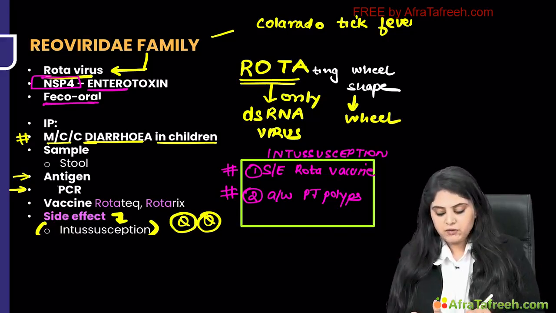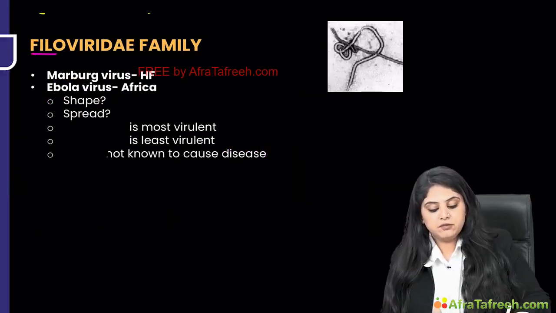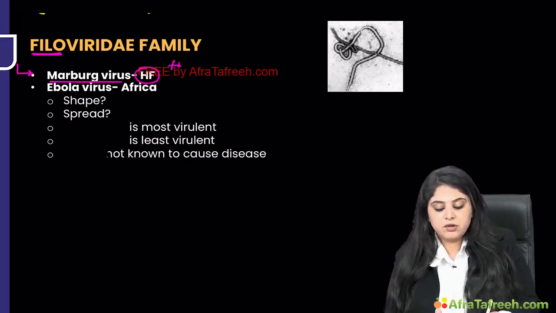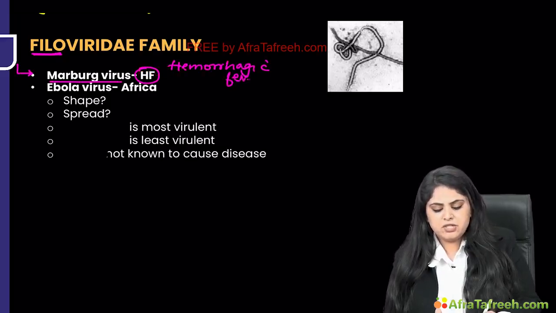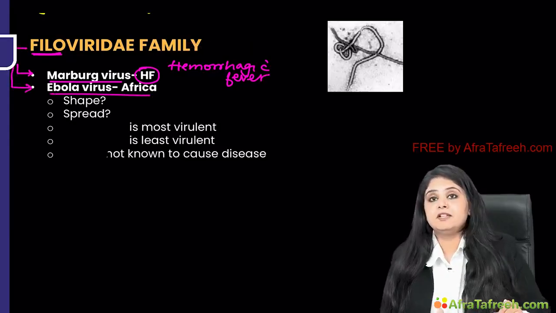Reoviridae family ho gaya. Now we come down to Filoviridae family or the filovirus. So filovirus mein what are we going to have? We are going to have something called the Marburg virus. Marburg virus causes a lot of hemorrhage and fever. So it is going to be the hemorrhagic fever. Not many questions come on it. But one question of Ebola virus which came up in Africa is very essential.